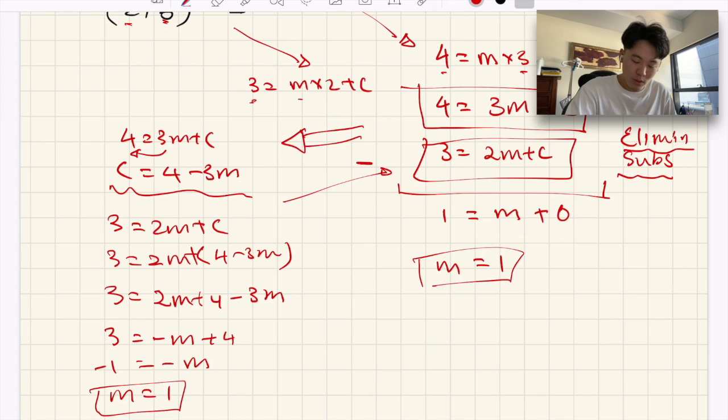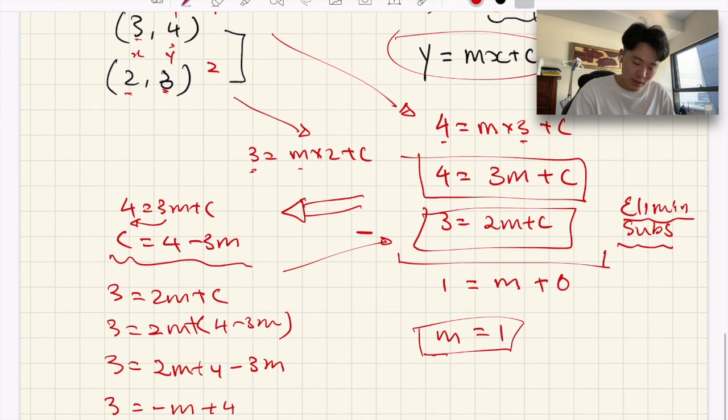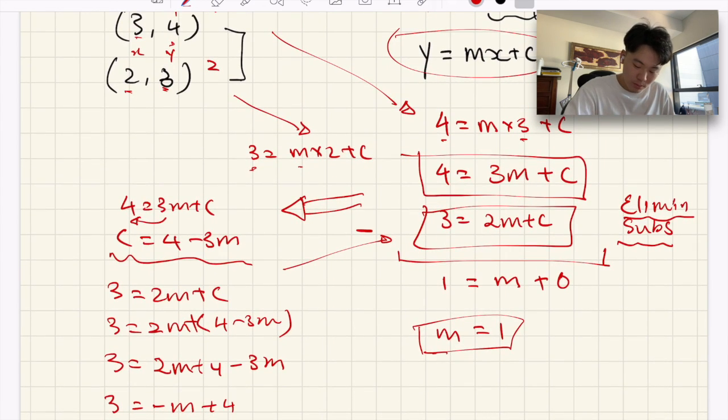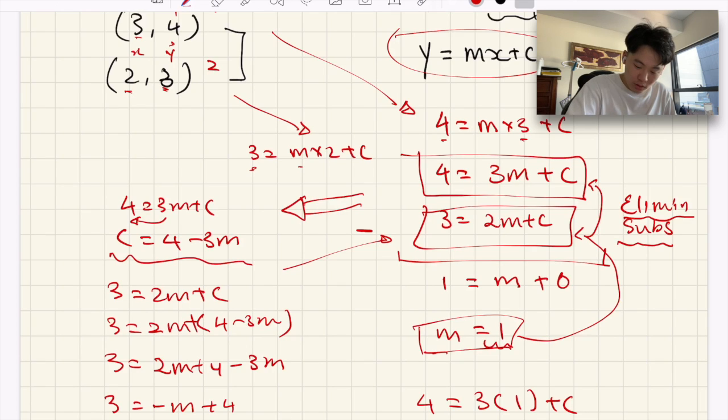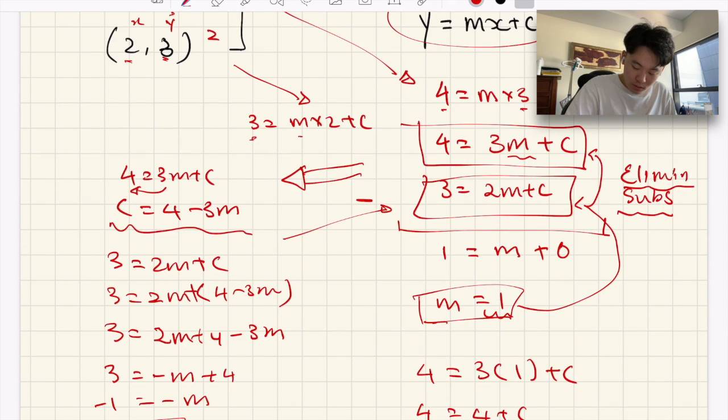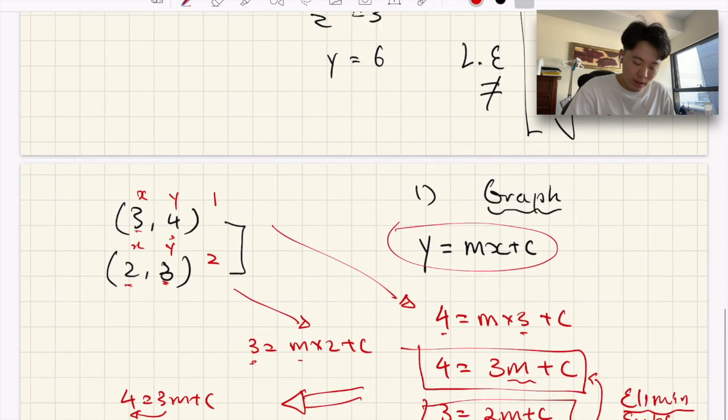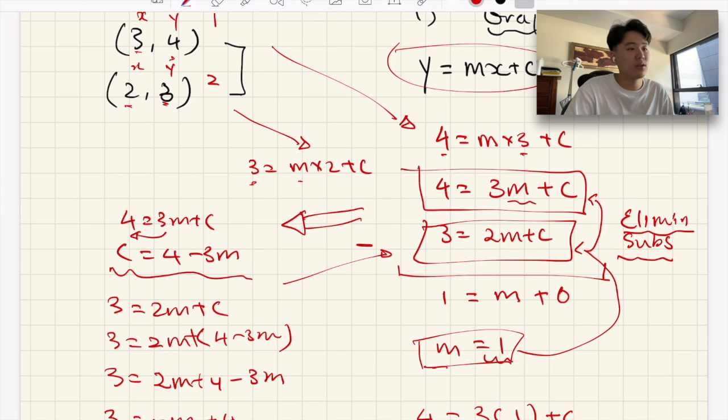So m is equal to 1. What do we do with m is equal to 1? We have another thing we need to find, which is c this time. Put this into any of these again, doesn't matter. Let's use the first one. So 4 is equal to 3 times 1 plus c. How do I do that? M is equal to 1, so you put it into this m, right? So you get 4 is equal to 4 plus c. Therefore, c is equal to 0. What does that mean? It just means we don't have a y-intercept, or intercept at y is equal to 0.